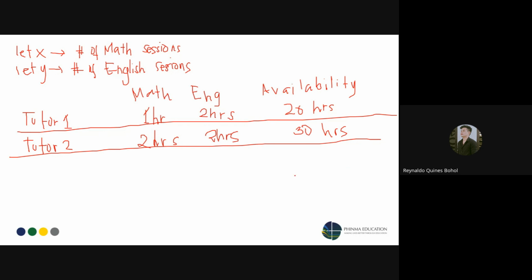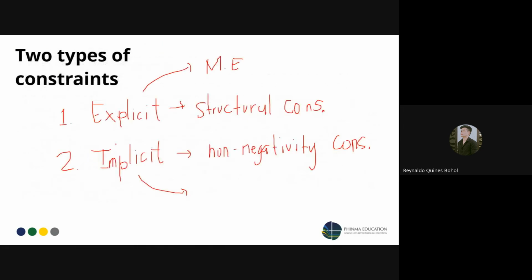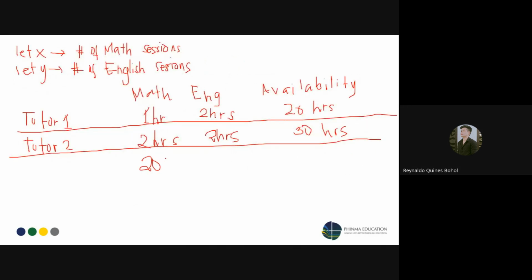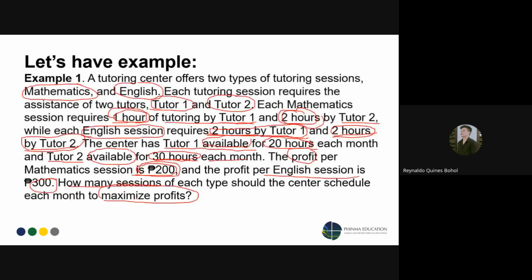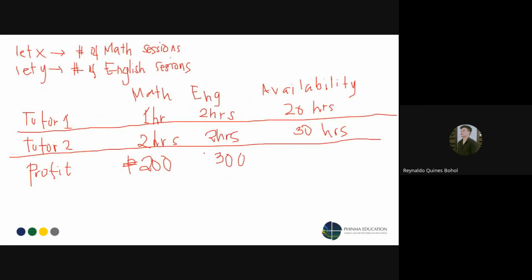Okay, next. It says that the profit for a mathematics session is 200 pesos. So for mathematics, we have 200 pesos. This is the profit, 200 pesos. For English, we have 300 pesos. We're going to write 300 pesos here. That's it. So this is our data.